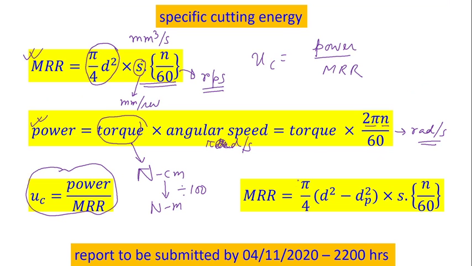Now when you have a pilot hole, in that particular case, feed rate stays the same, but the area which is produced is pi by 4 into d square minus dp square, because there is already a pre-existing hole. So this has to be negated. So pi by 4 into d square minus dp square into feed rate. This will once again come in millimeter cube per second.